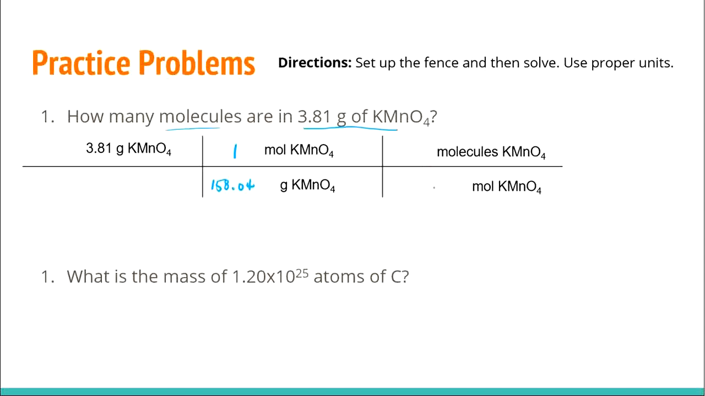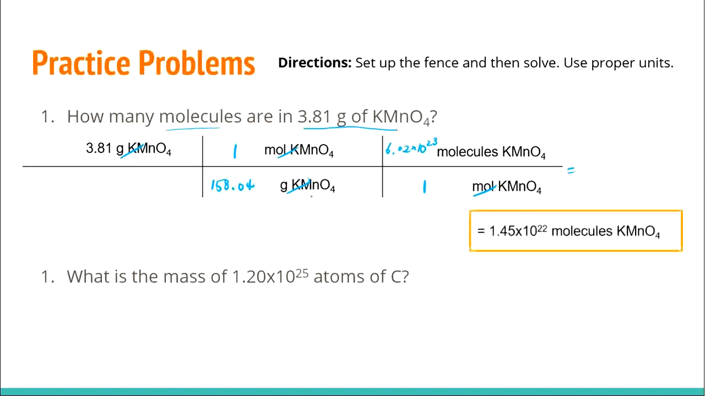Molecules over mole. How many molecules is equal to how many moles? 1 mole is equal to 6.02 times 10 to the 23 molecules. Grams cancel out, moles cancel out, multiply across, divide by whatever number is on the bottom, and you should get an answer of 1.45 times 10 to the 22 molecules of KMnO4.